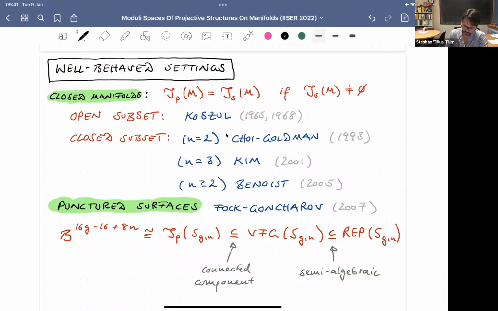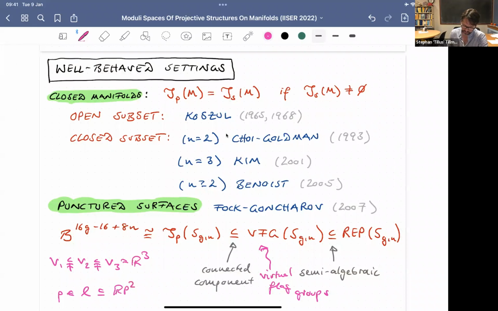And so what I've written here, VFG, this stands for virtual flag groups. So a flag is really just an inclusion, if you wish, of vector subspaces. So V1 properly contained in V2, properly contained in V3 in this case, which is R3. So you just have a line and a plane in R3. And of course, in terms of projective geometry, this is a point contained in a line contained in RP2.